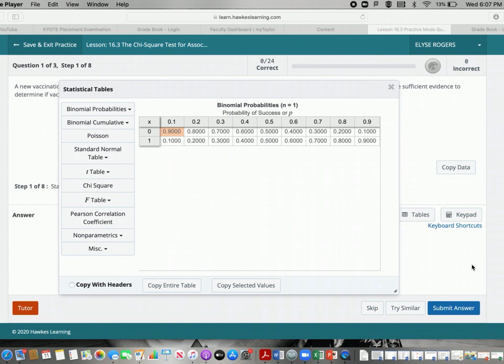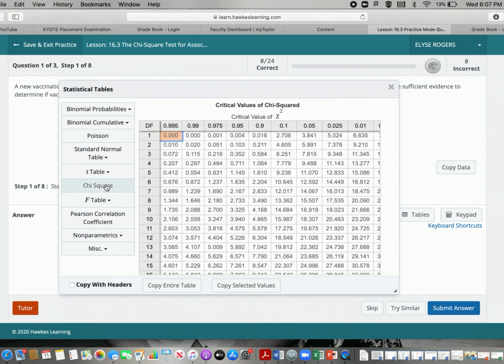So if it asks you to find the critical value for this particular problem, you're going to go to tables on Hawks, and it should bring up this screen. Then you can go to chi-square, and it will bring up this massive table, okay? Now you need to take into account whatever your level of significance is, so whatever the alpha value is, and how many degrees of freedom you've got. That is what's going to give you your critical value.